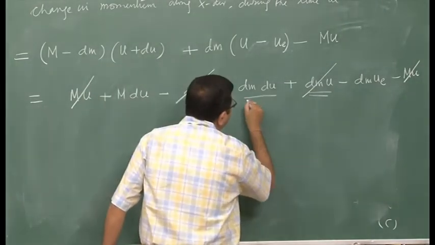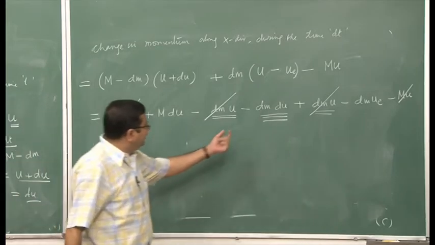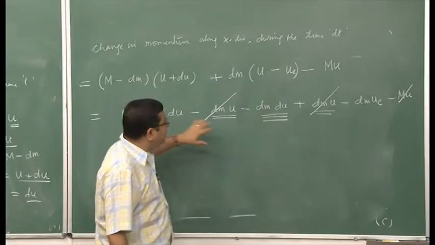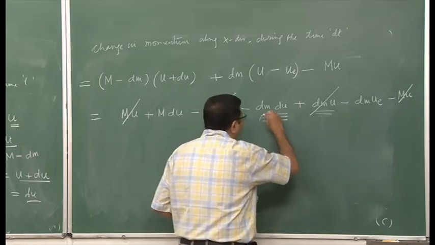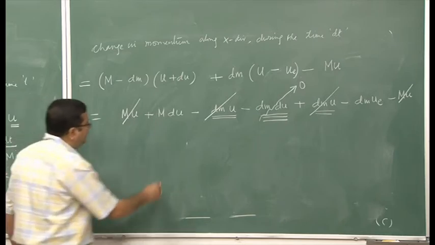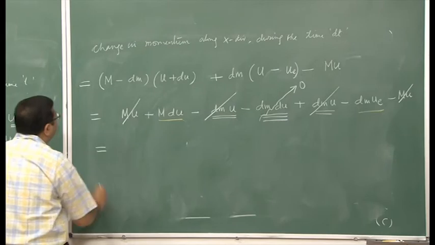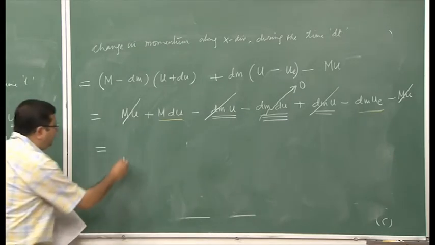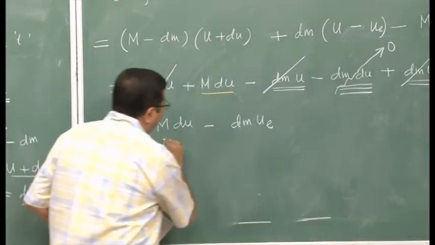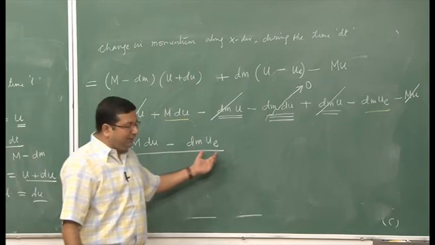Now, let us look at this term dm du. dm is a small quantity, du is also a small quantity. So, therefore, this term is a product of two very small quantities, a second order term. So, with respect to the other terms, this can be neglected. Therefore, what we are left with is only these two terms, m du and minus dm u_e. So, the total change in momentum during this small interval dt is equal to m du minus dm u_e. Okay, so, this is the change in momentum that we will be considering next for the estimation of velocity increment.